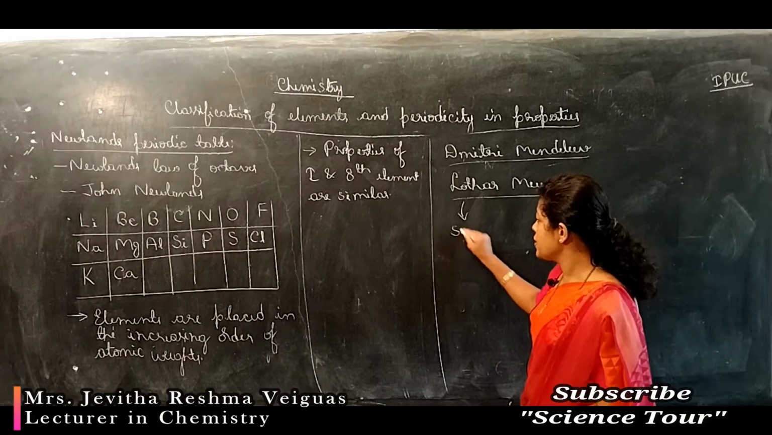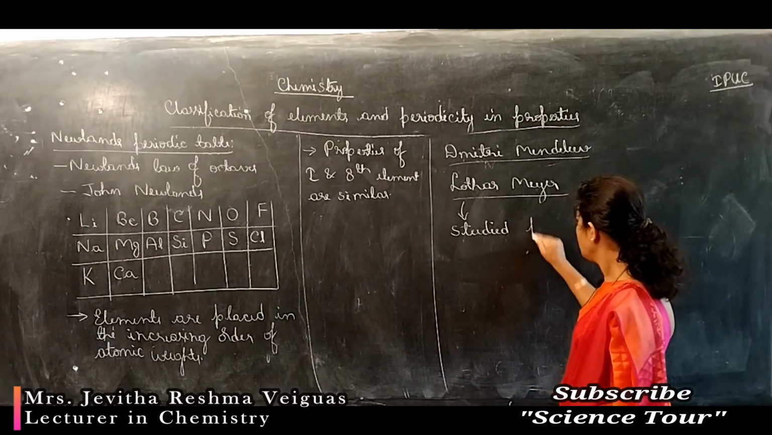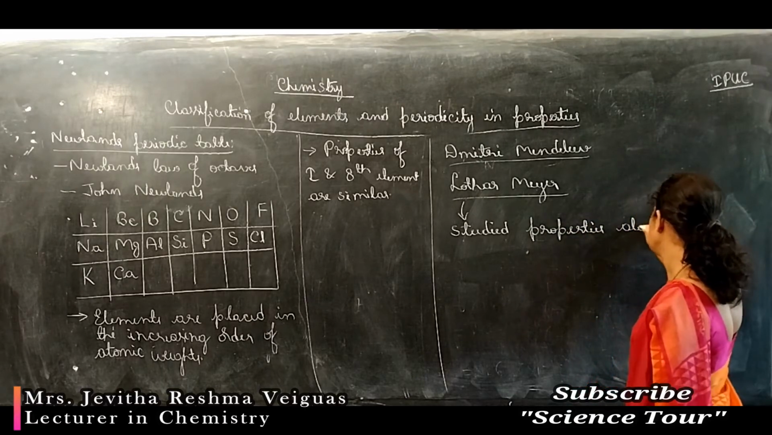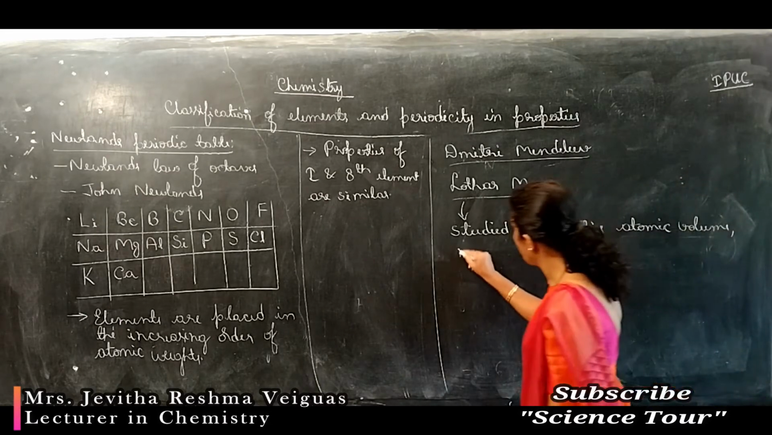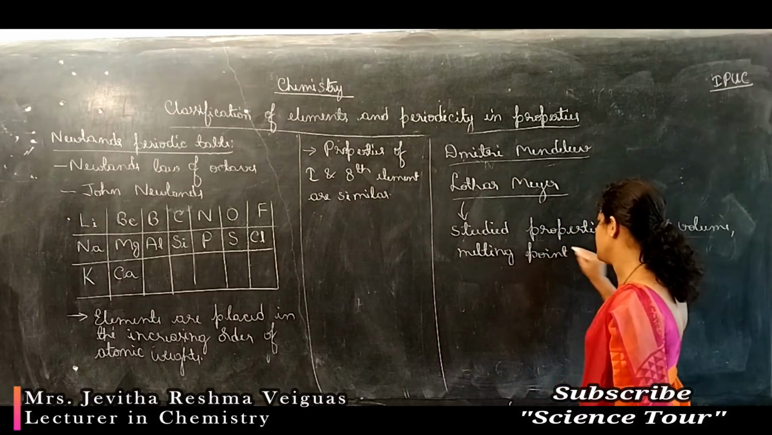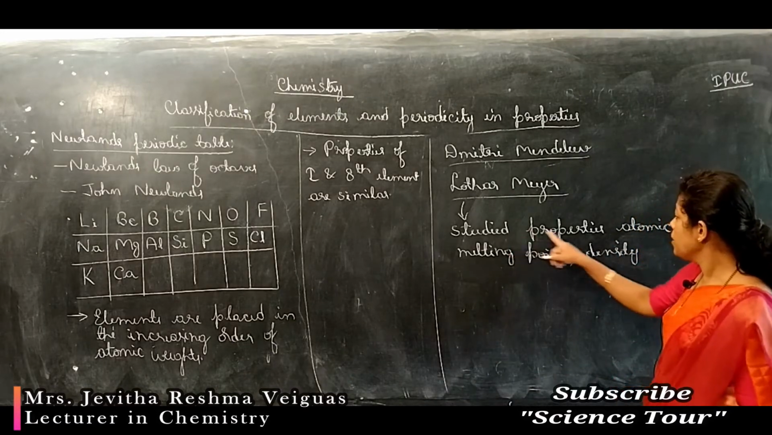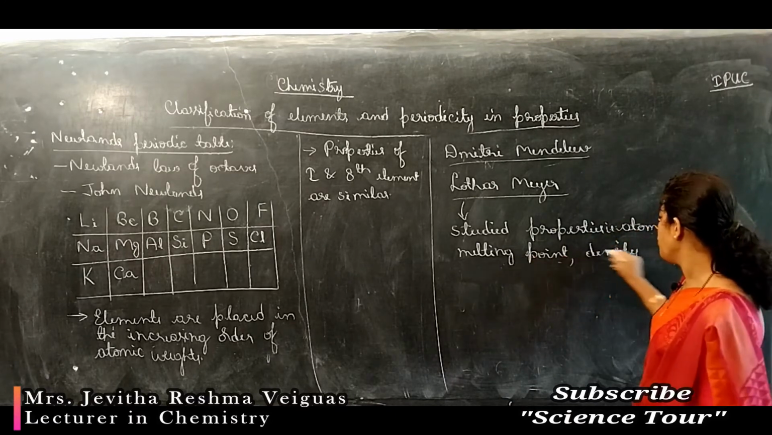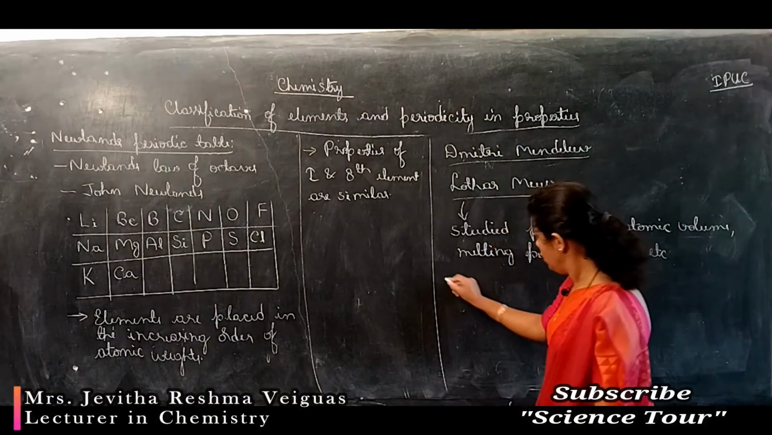What did Lothar Meyer study? Lothar Meyer studied properties of elements like atomic volume, melting point, density, and so on, for the elements. Then he plotted a graph.